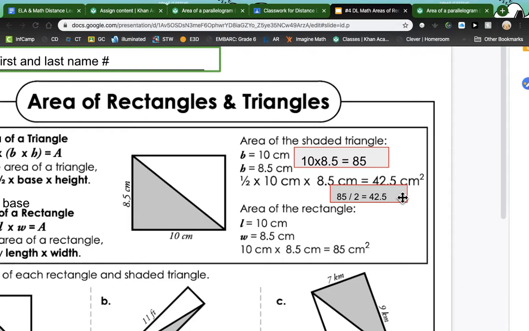Okay, so that's how you get the area of a triangle, of this triangle here. It's 42.5. And then look at the units here. It's square centimeters.